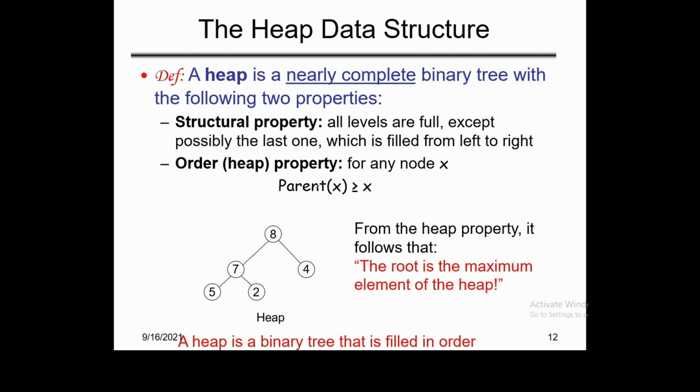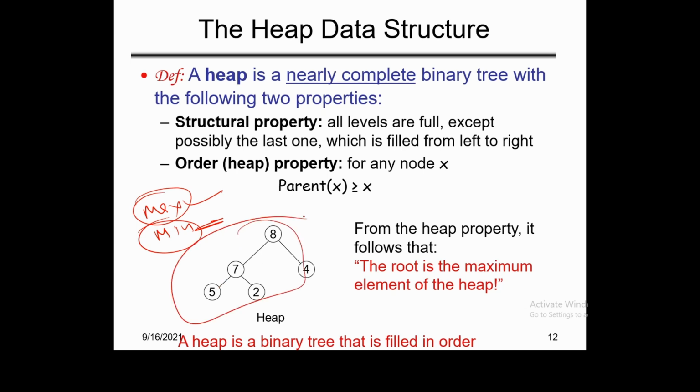The second one is the order property. We have two types of heap: the max heap and the min heap. In the case of a max heap, every node value will be greater than or equal to its child node. For every node of the tree, the value of that node will be greater than or equal to its child nodes. It means the root node will have the maximum value, the largest value. In the case of a min heap, every node will have its value less than or equal to its child nodes.